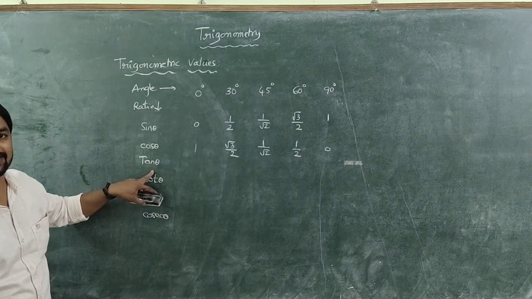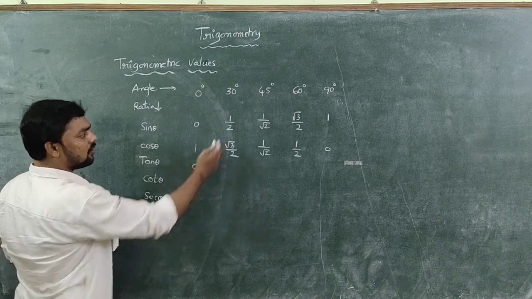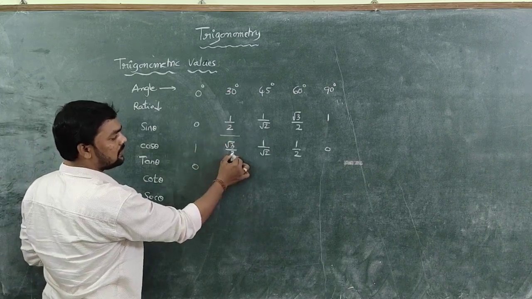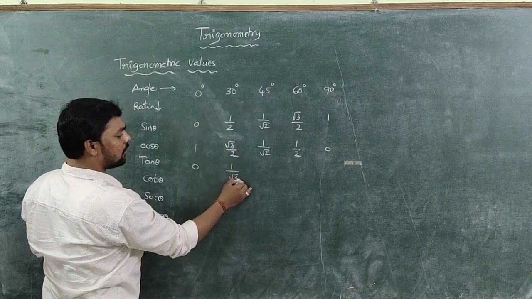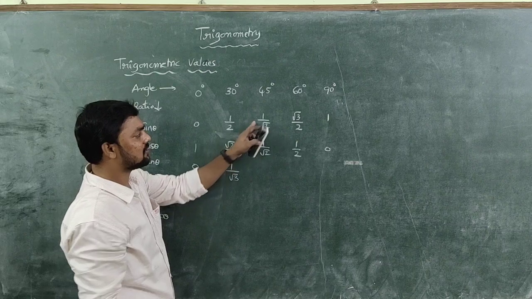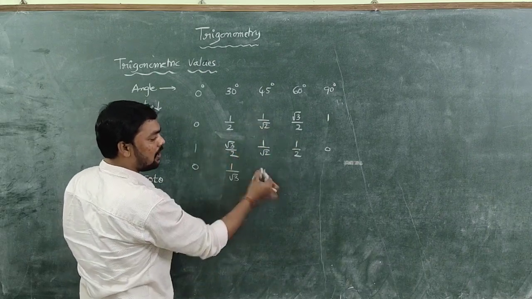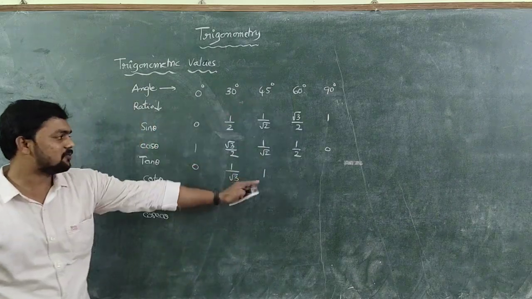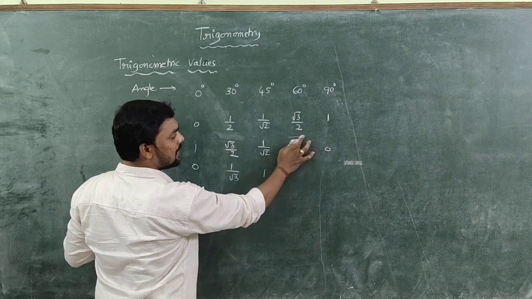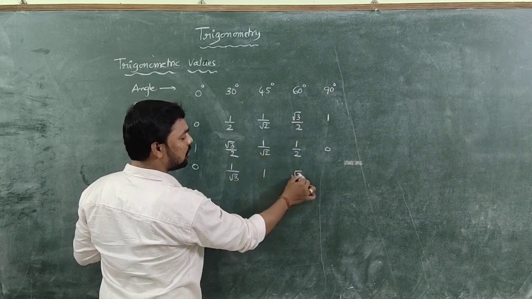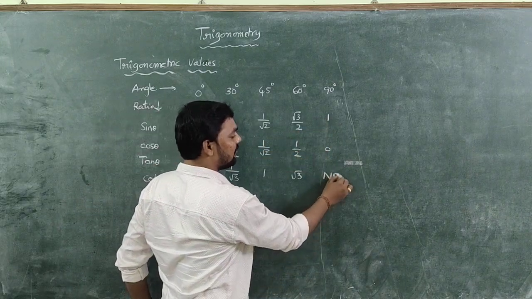Tan theta means sin theta by cos theta. So 0 by 1 means 0. Then 1 by 2 divided by root 3 by 2, this 2 will be cancelled, so tan 30 is equals to 1 by root 3. For tan 45, 1 by root 2 by 1 by root 2 are the same, so they cancel, and tan 45 means 1. Next tan 60, similarly these two will be cancelled, root 3 by 1 means root 3. Here for tan 90, 1 by 0 means not defined.